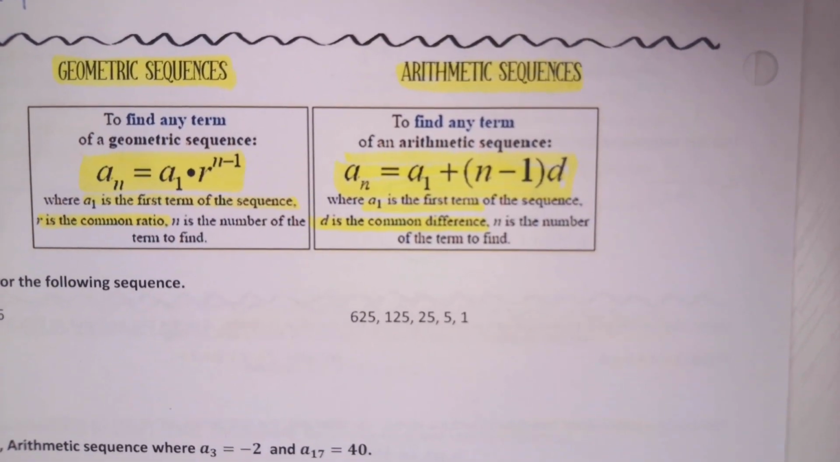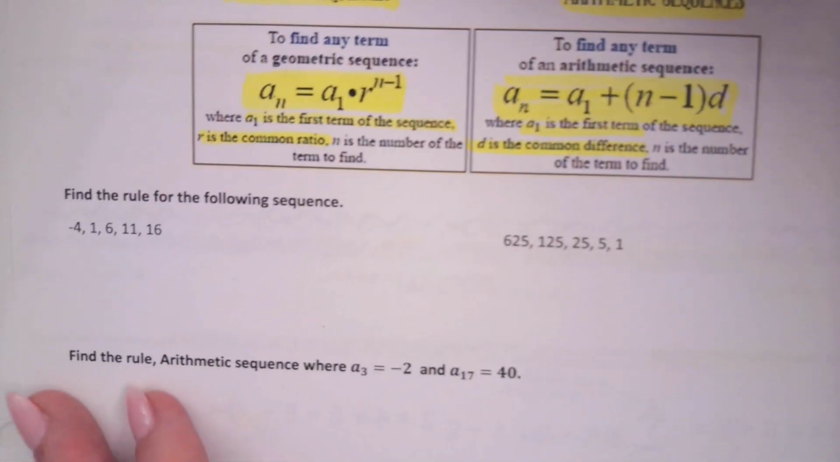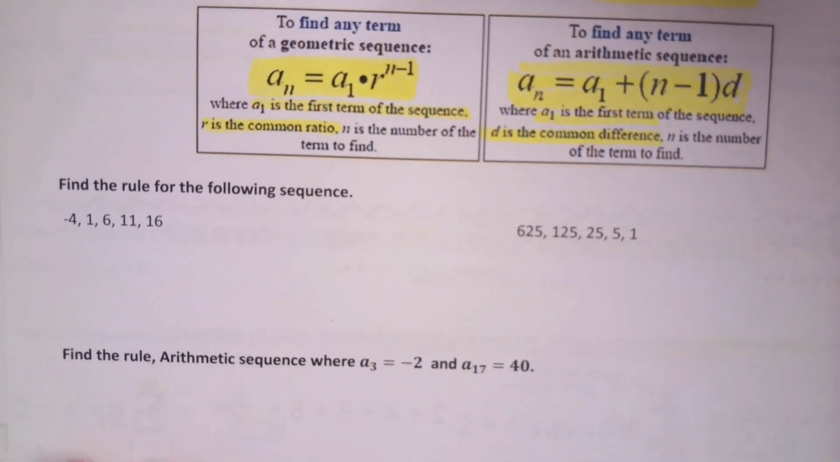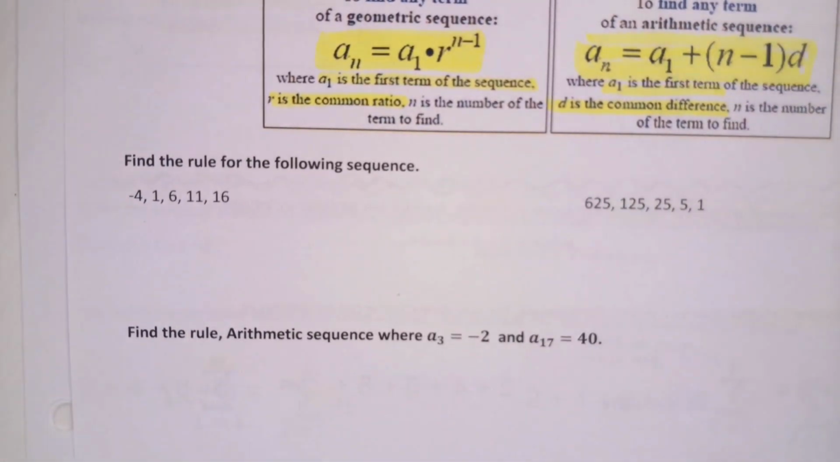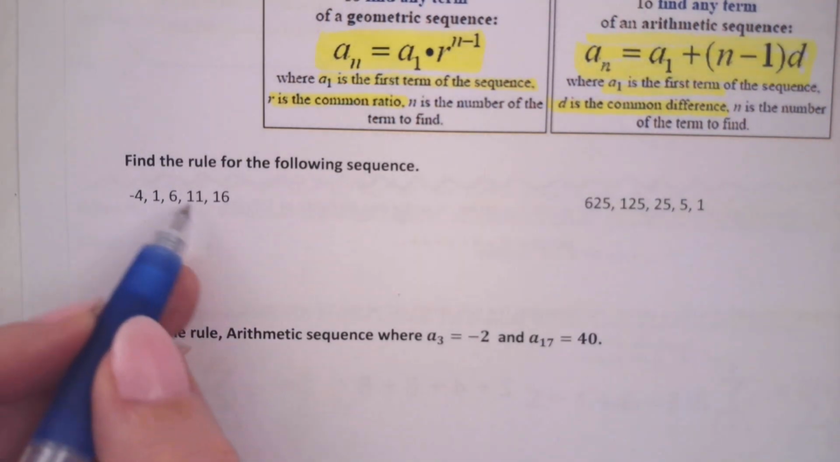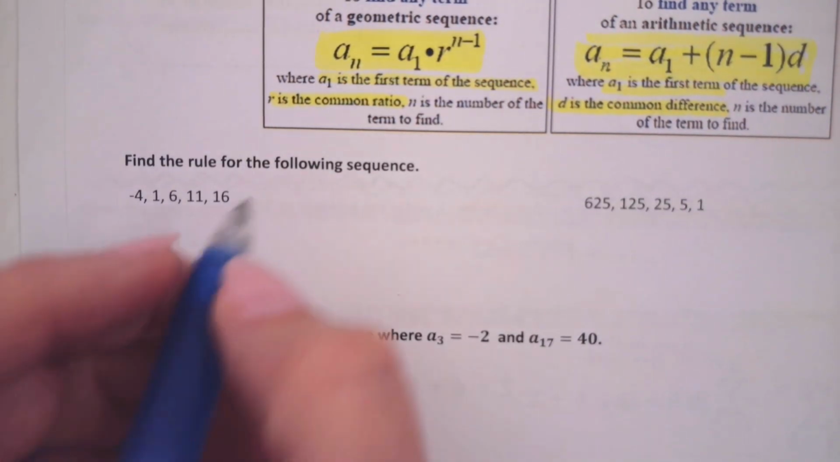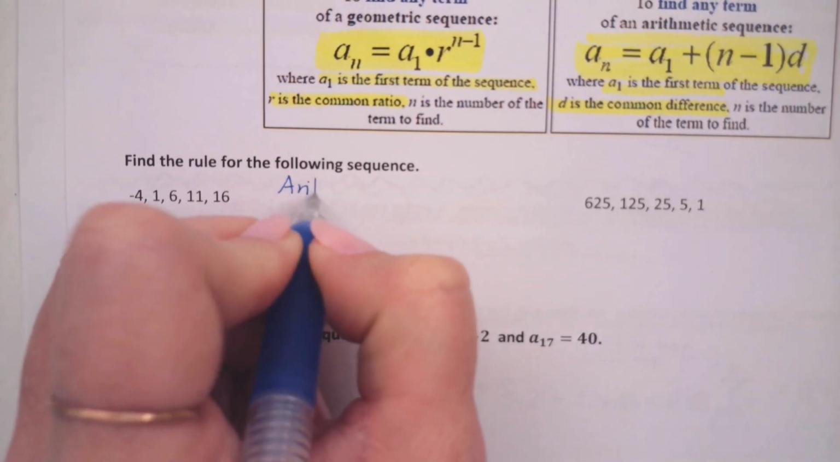Okay. Looking at the first one, we're going to first start just by seeing if we can figure out whether it's arithmetic or geometric. Is it adding or subtracting a number, or is it multiplying by a number? It is adding. What is it adding each time? 5. Very good. So arithmetic.